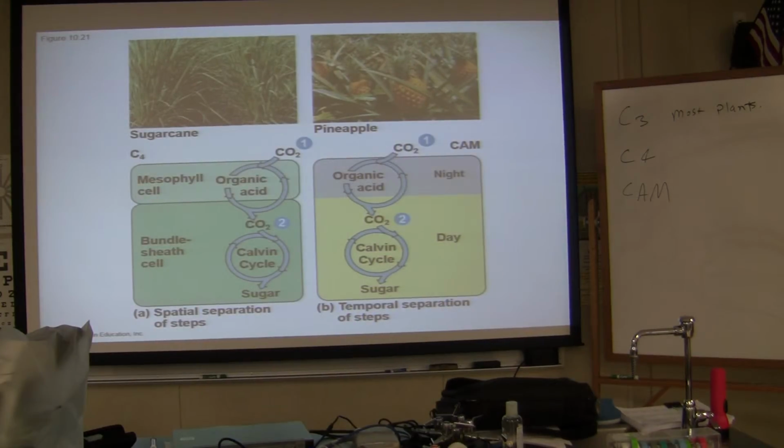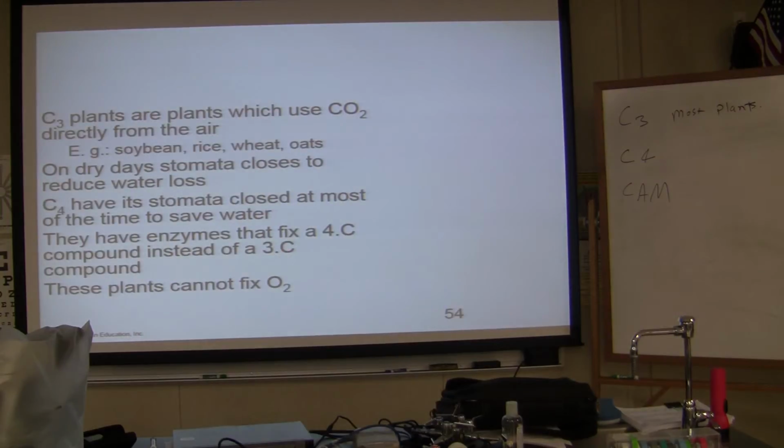Here they are talking about how pineapple is a CAM plant. Sugarcane, these two are CAM plants. Okay, and then C3 plants are plants that take in carbon dioxide directly from the air: soybean, rice, wheat, oats. I gave you several examples. Most plants are C3 plants, and I gave you some examples: soybean, rice, wheat, oats.